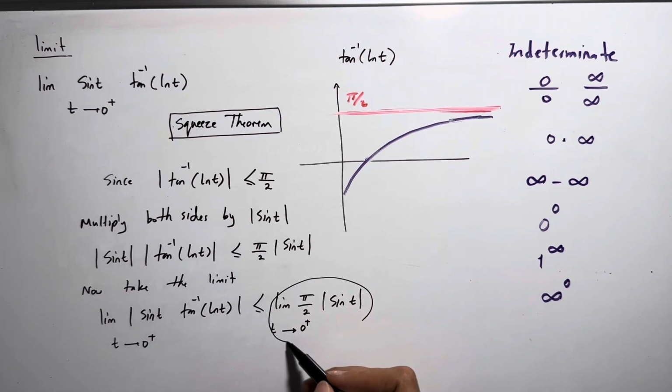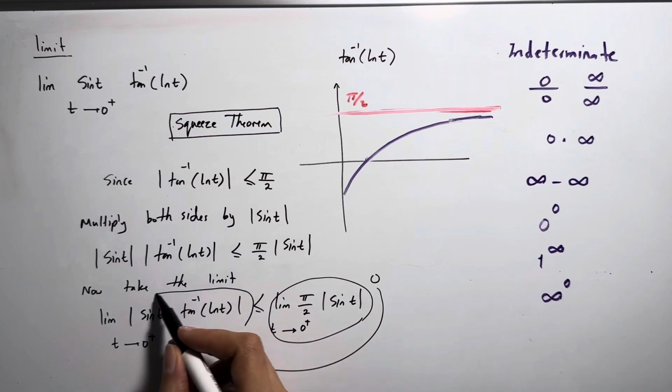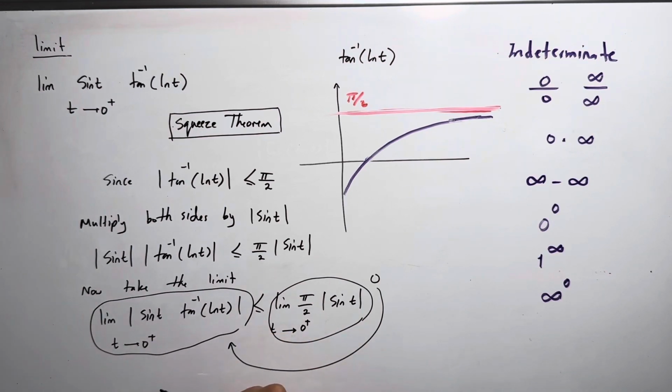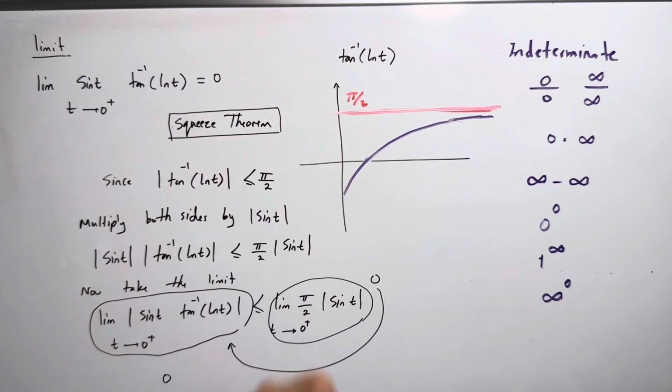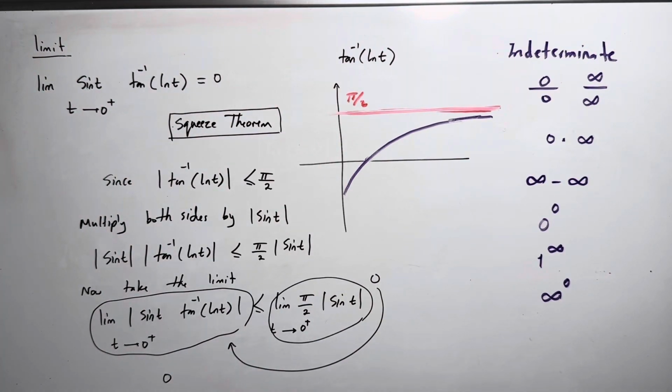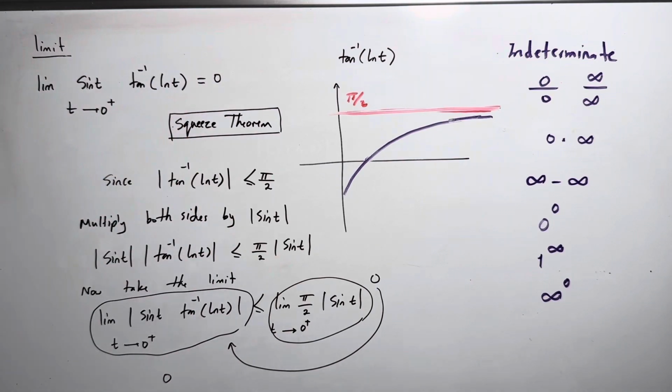This guy is equal to 0. So by squeeze theorem, we conclude that this limit is equal to 0. So basically the limit of sine t times inverse tangent of ln of t as t approaches 0 from right hand side must be equal to 0.